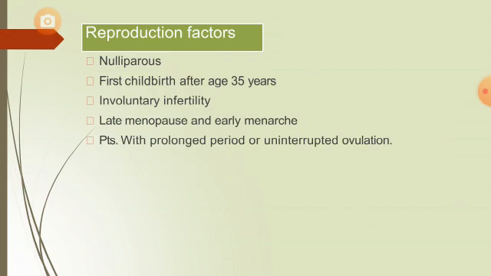And the factors related to reproduction include nulliparous women who do not give birth to a child, or the first childbirth occurs after the age of 35 years, or involuntary infertility, infertile women, or late menopause or early menarche, and patients with prolonged period of uninterrupted ovulation. So ovulation is important. The normal physiology is good.